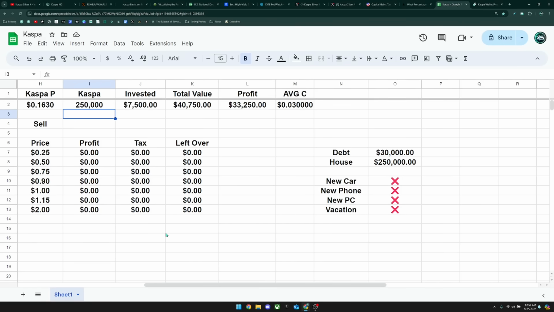Before, I used to think, hey, let me just set a price target and then just sell the Kaspa. But then I was struggling, like I said, with what I'm going to do with that money. So instead of taking a profit for a new car, a new phone, a new PC, or a vacation, I personally don't believe this is a good reason to take a profit from your Kaspa. But instead, if I'm going to take profits from Kaspa, I want to better myself financially.